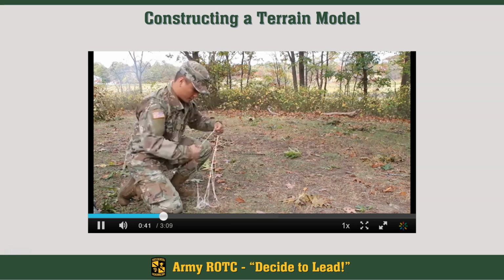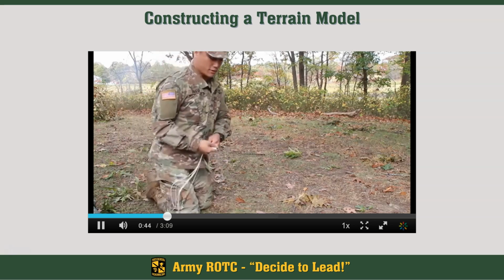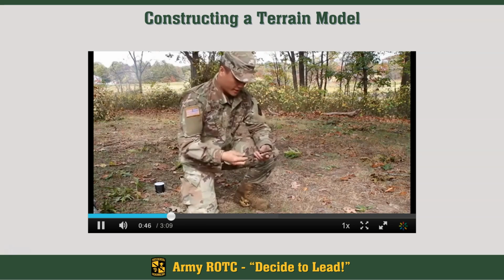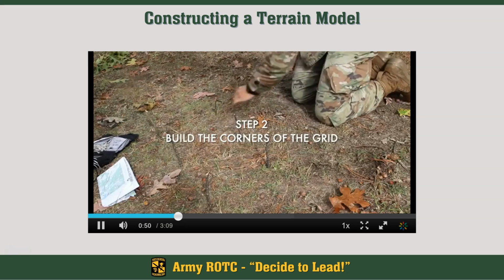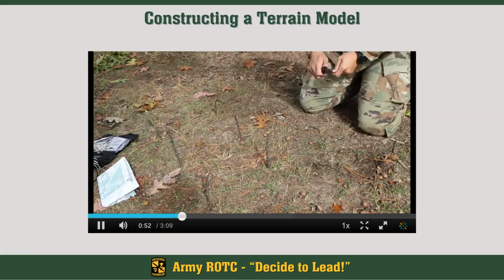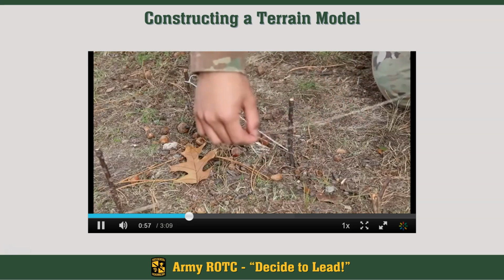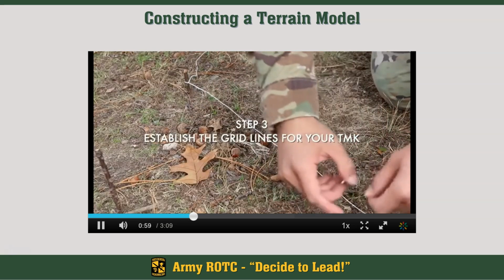All right, next we're going to build the grid points. So on our map, we're going to do a 2x2. All right, here I have some sticks. What I'm going to do is I'm going to dig them into the ground. All right, as you can see, I use the sticks as the corners of the grid. If the sticks aren't sticking into the ground, I use a knife to cut the sticks so it's a little bit sharper and you can shove them into the ground easier.